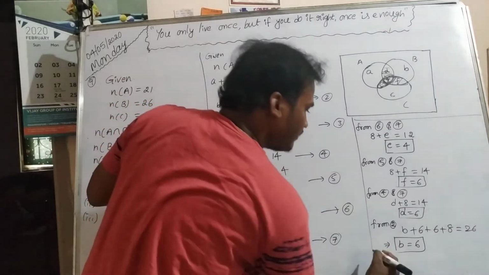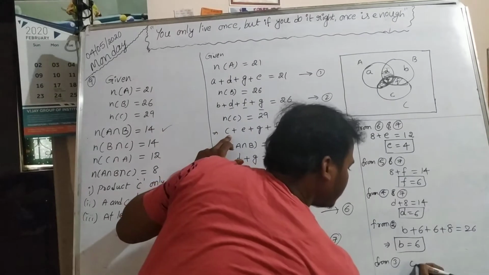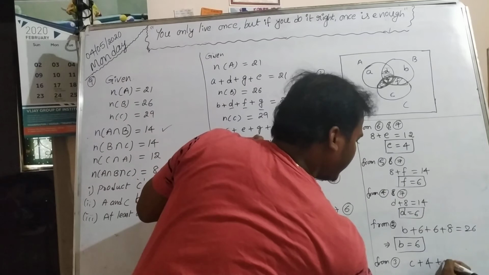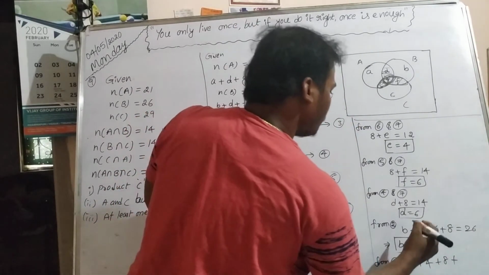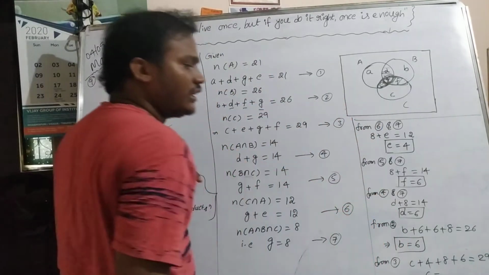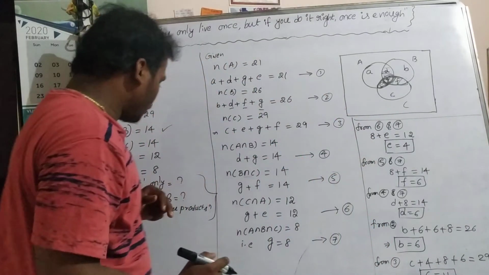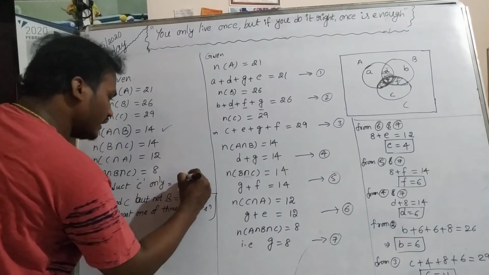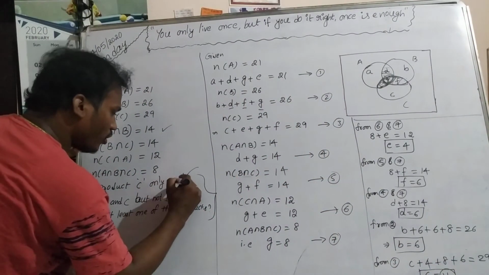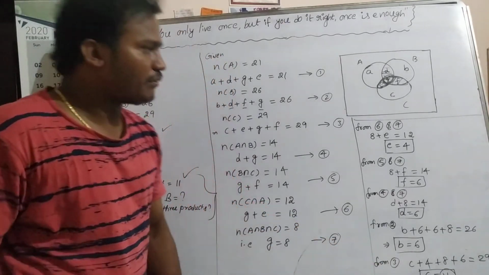Let's find C from equation 3. From equation 3, C plus E, that is 4, plus G, that is 8, plus F, that is 6, is equal to 29. I can find C from this. 29 minus 18 is 11. Okay, C is 11. They are asking the question of product C only. Product C only means 11, which I have found from here. So 11 persons are there.